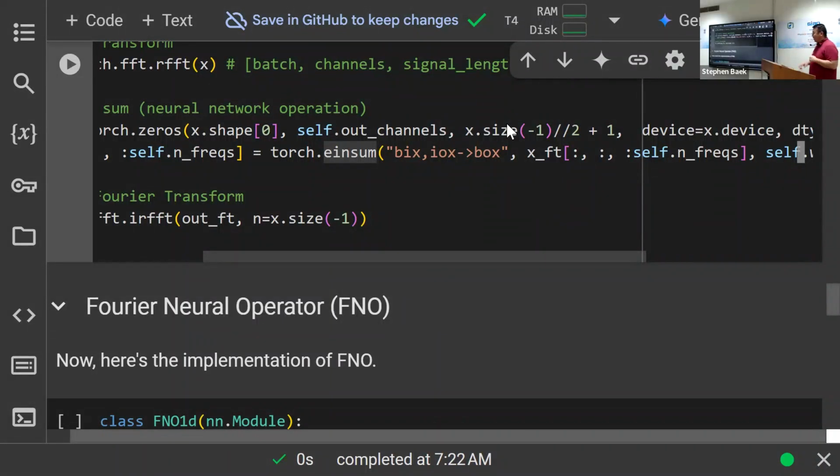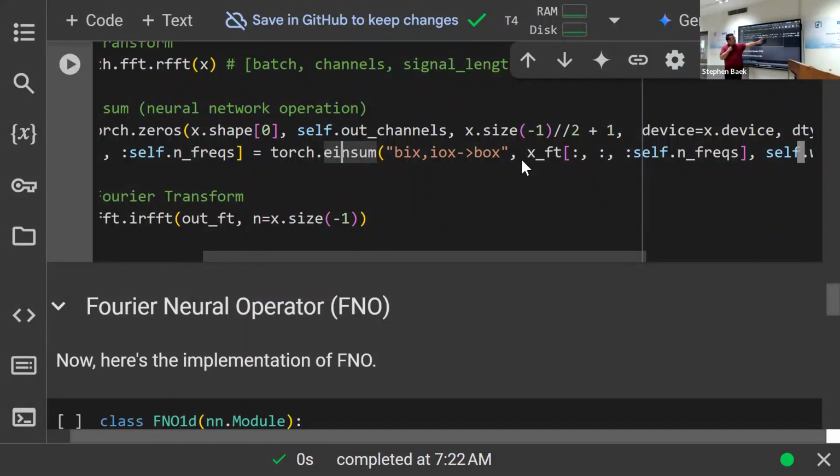Now in PyTorch, what einsum does is let you define any arbitrary tensor multiplication. So inside of einsum, we have BIX comma IOX, and then we have the arrow and BOX.